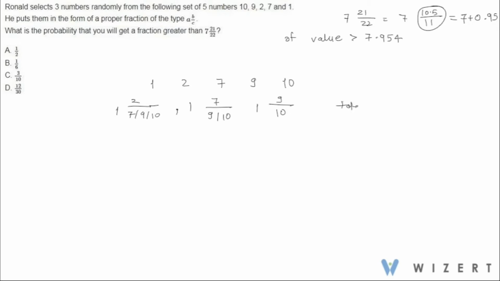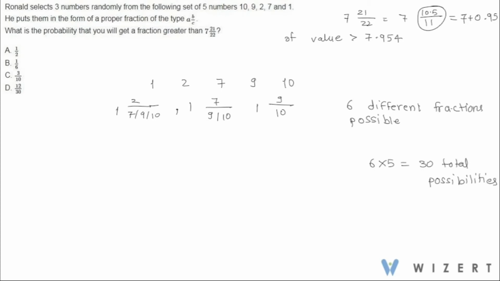So total there are 6 different fractions possible. With one integer, we have 6 different fractions possible. So with all the 5 integers, we have 6 multiplied by 5 total possibilities. 6 multiplied by 5 equal to 30 total possibilities.